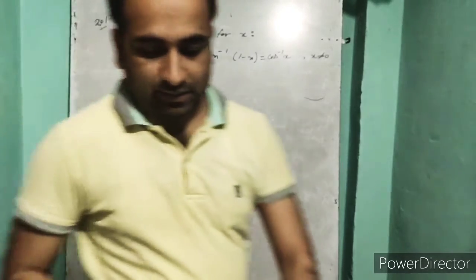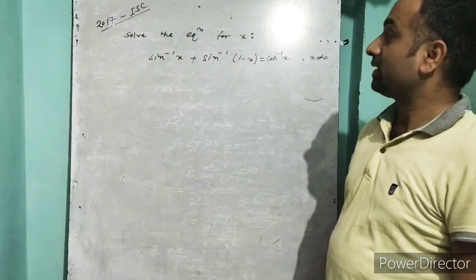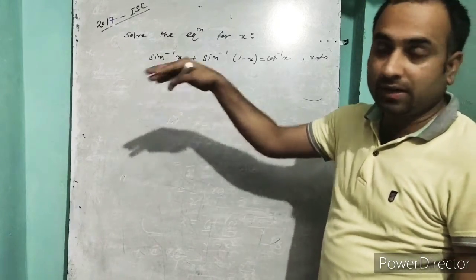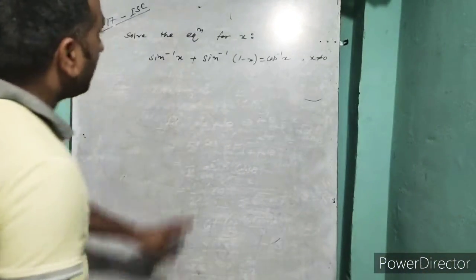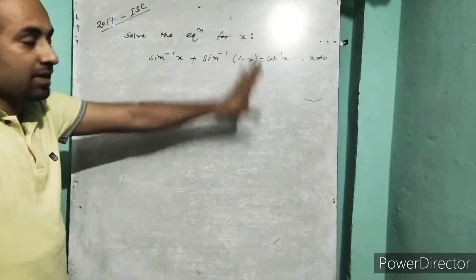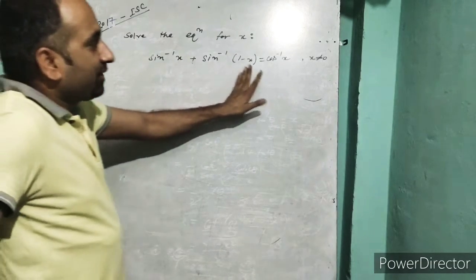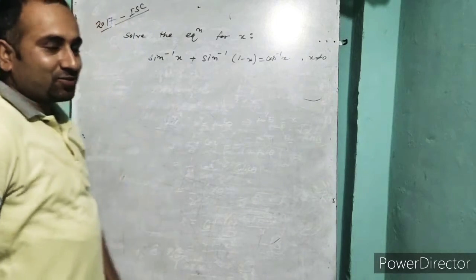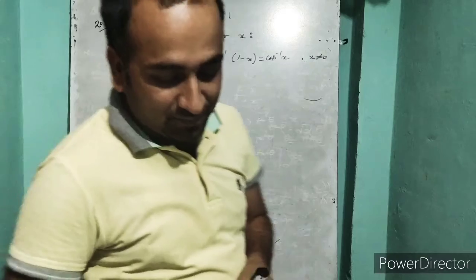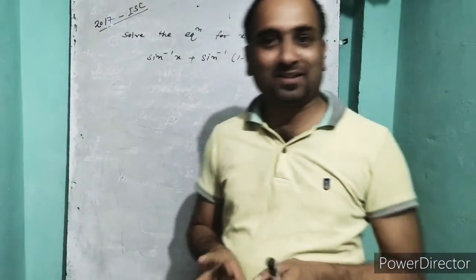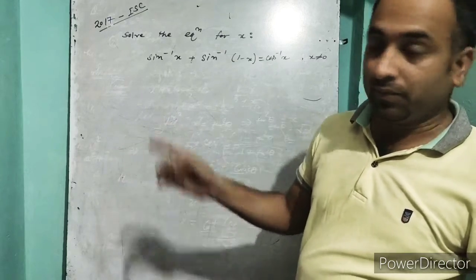So students, I have taken a question. It is for 4 marks, related to the 2017 ISC question paper. The question is: solve the equation for x. We have to find the value of x, and sin inverse x plus sin inverse (1 minus x) is equal to cos inverse x. Here we have to find the value of x. We can't take the LHS or RHS here; we do not have to prove.